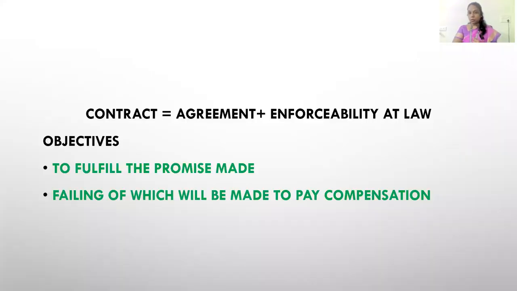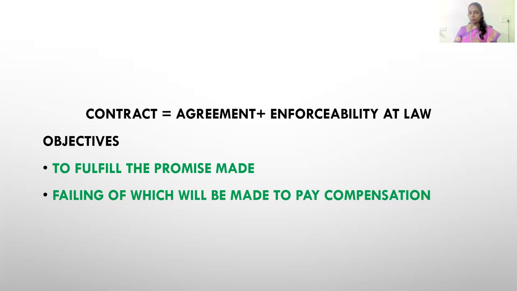So, we see two terms under contract. Contract is equal to agreement plus enforceability. Now, what is the objective of having this contract? The objective of having a contract law is to make sure that the parties in a contract fulfill the promises that they make in a contract. They need to keep up their commitments. So, this law makes sure that the parties to a contract keep up their promise.